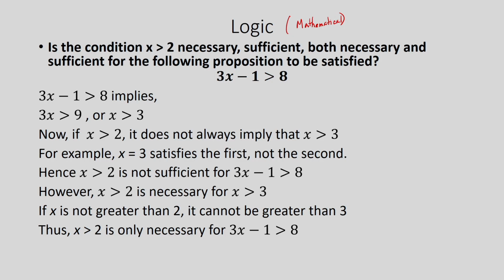Is the condition x strictly greater than 2 necessary, sufficient, or both necessary and sufficient for the following proposition to be satisfied? What is that proposition? This is the proposition: 3x minus 1 is strictly greater than 8.